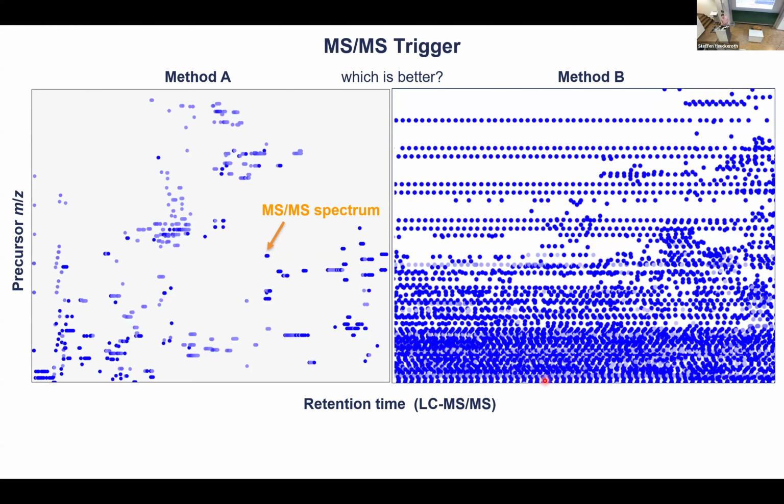And I know this slide was already shown yesterday, but who of you can tell me which is the better HPLC MS2 method? Do you really want a lot of MS2 spectra all the time? Sorry? Yeah, A is better. Why is A better?